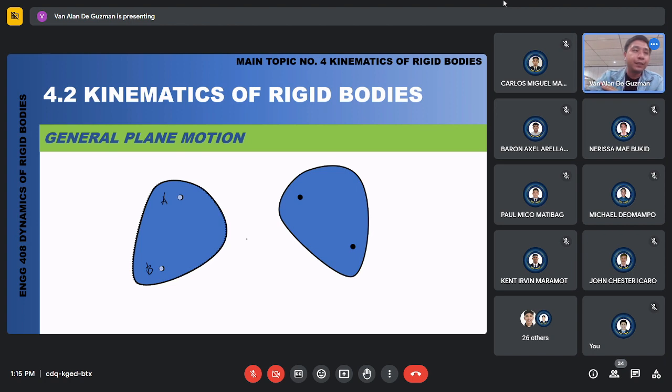So, translation. It moved from left to right. Nakita po ba? Okay lang? Nabi-visualize? Nakita? Nakita po. Okay. And again, this is the change in position, A prime, this is B prime.